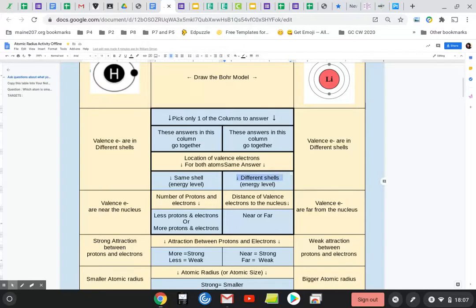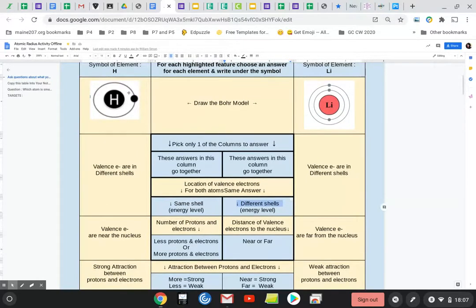So we have to look at our Bohr models. We can see that H has an electron in this first shell, and lithium has electrons in the first and the second shell, but the valence electrons are in the second shell. So the answer for this first feature, the location of the valence electrons, is that the valence electrons are in different shells. And we write that for both elements because we're comparing them.